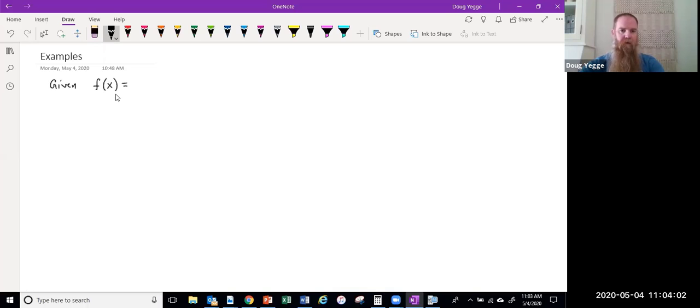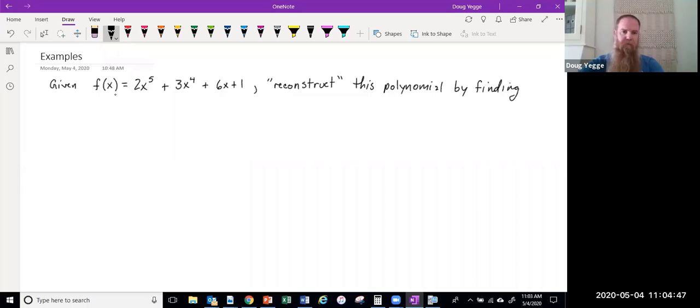So given this polynomial, 2x to the 5th plus 3x to the 4th plus 6x plus 1, we're going to reconstruct, it's not an n, it's a quotation mark, so reconstruct this polynomial term by term by finding the Taylor polynomial. Okay.